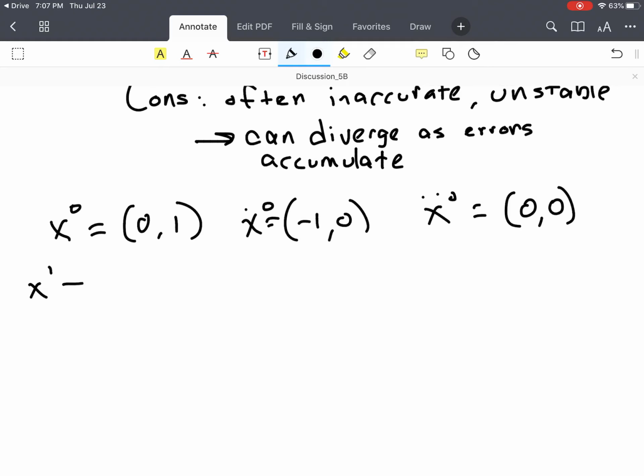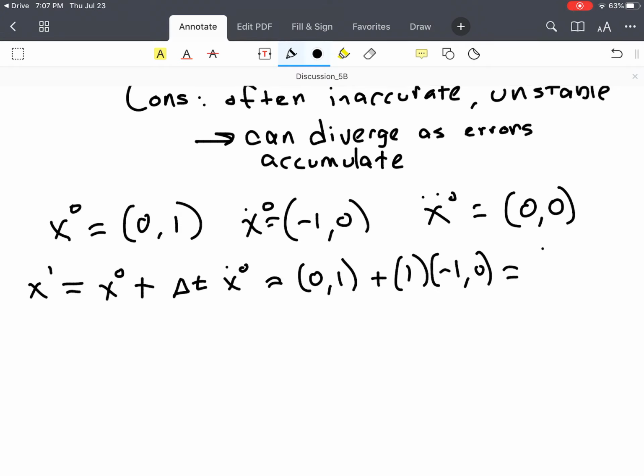So x at time 1 is equal to x at 0 plus delta t times x prime at 0, right? So that's going to be equal to (0, 1) plus, remember 1 because delta t is 1, times (-1, 0). And so that's going to be equal to (-1, 1). Okay, cool. So right off the bat, we have the position at time 1.